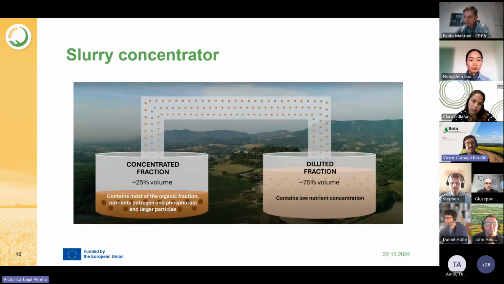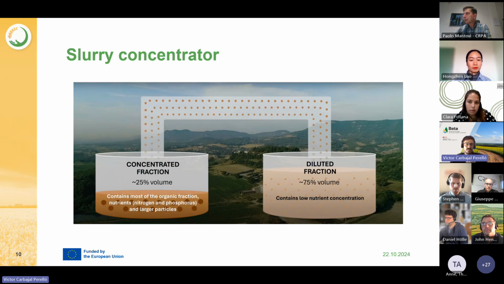So the innovation we want to present consists of a new concentrator that separates the manure coming directly from the farm into two phases. A first semi-liquid phase containing most of the organic fraction, nutrients and bigger particles, and a second liquid phase with a low nutrient concentration.